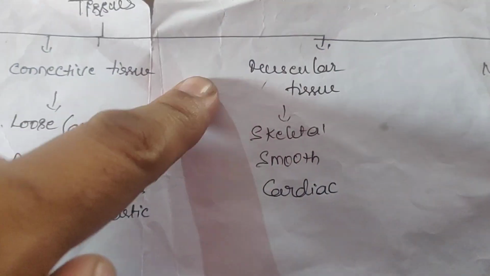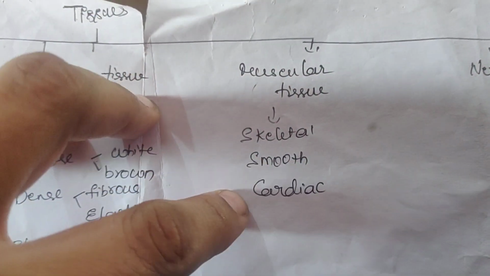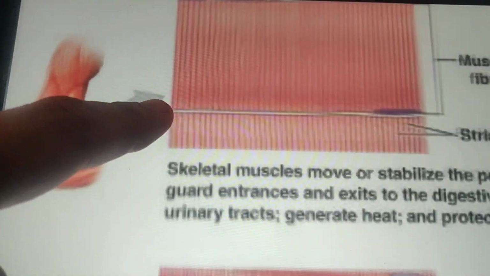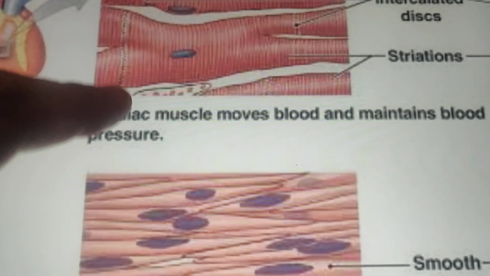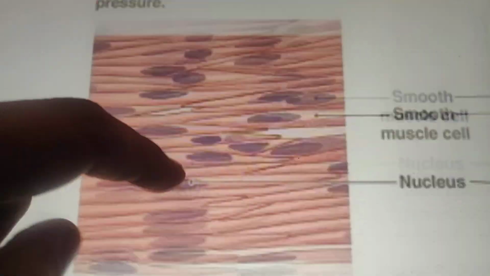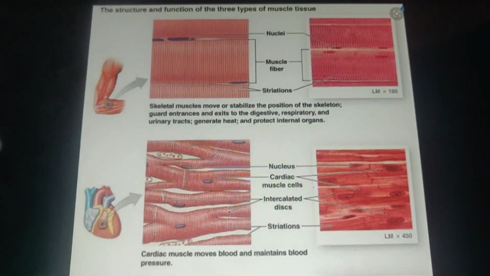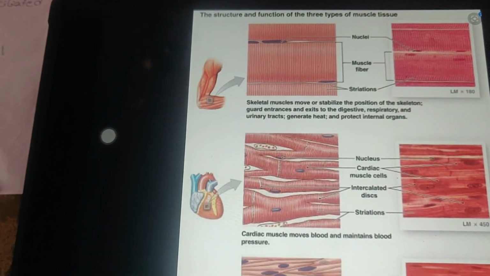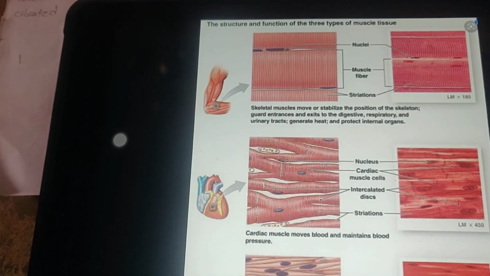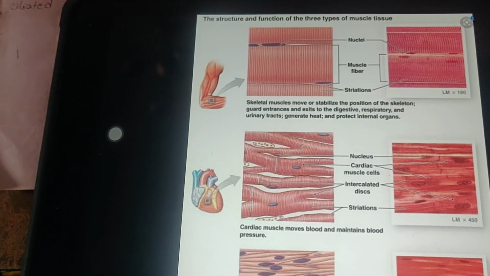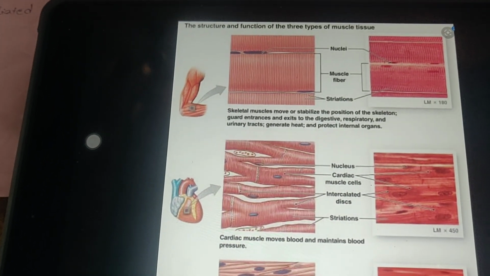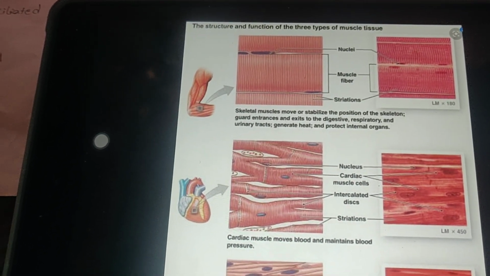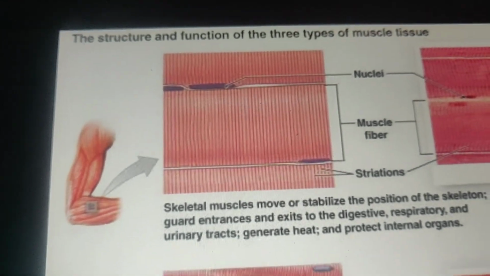Next we'll go with the muscular tissue, that is skeletal, cardiac and smooth. These are the three types of muscle tissues, which consist of specialized contractile cells. Firstly we will go with the skeletal.